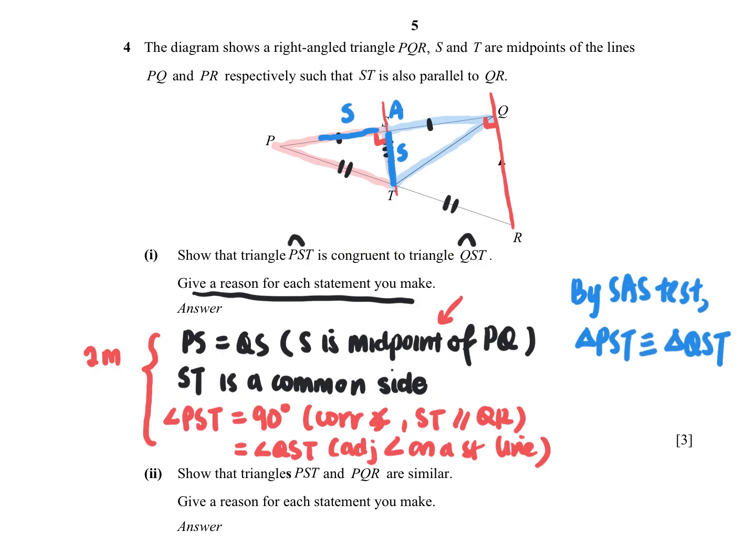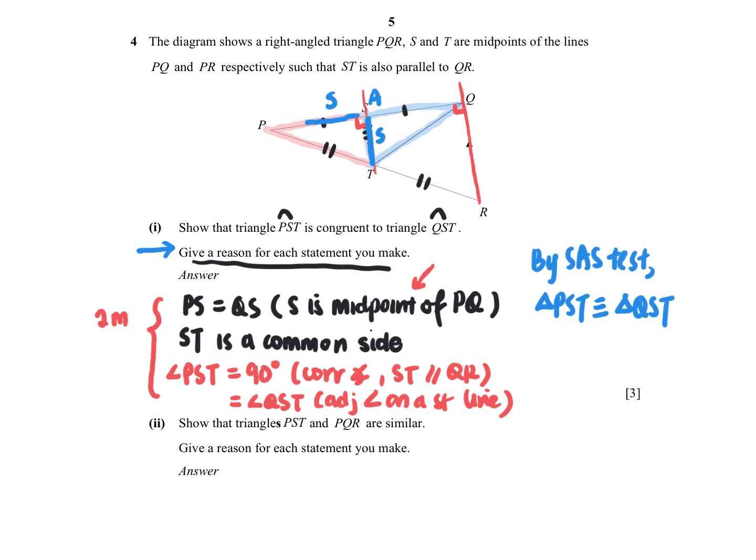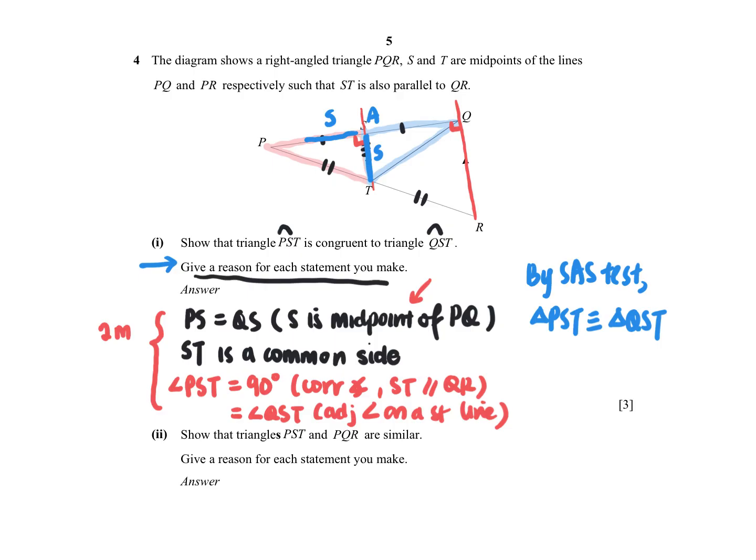So only if they say give a reason for each step, you need to specify the reason for every step. If they never write, then if you have missing reason, it's fine. Yes. For second one, can use AA.